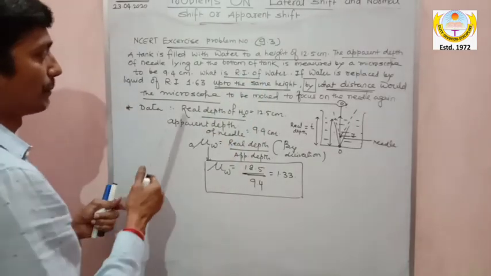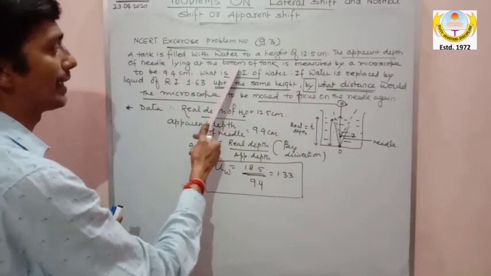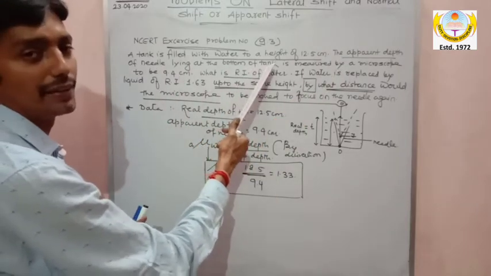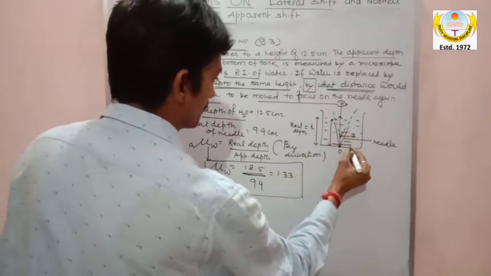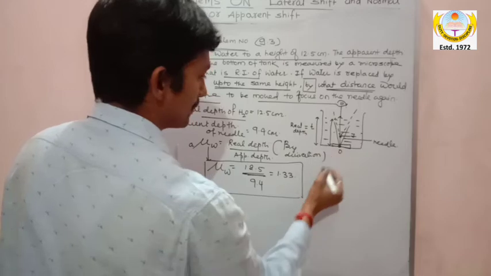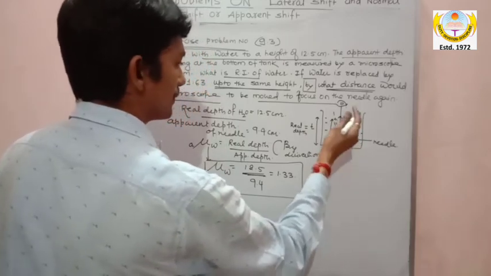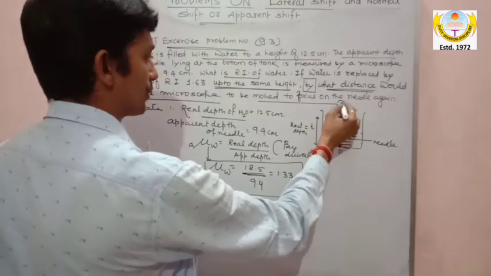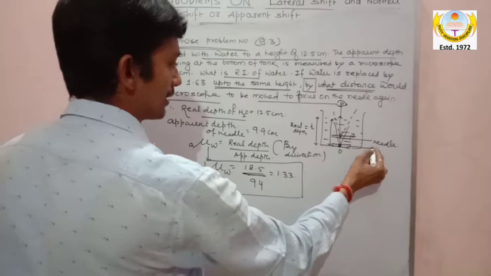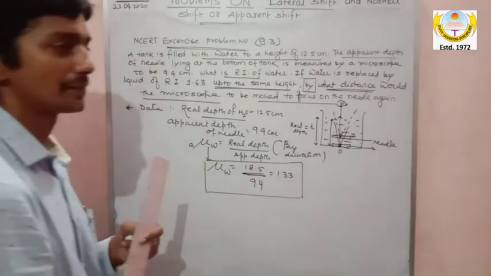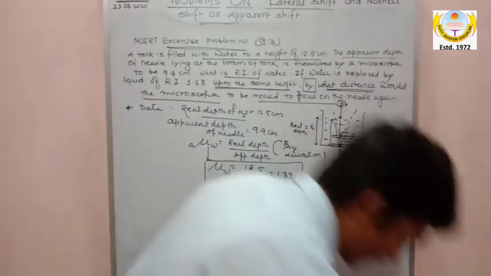But my dear, one more thing I wanted to share with you. Here, apparent depth of needle lying at the bottom of tank. Here you can see the needle like this also. And this needle is looking over here, and the observation is over here in my eye. So this is the image of the needle and this is the bottom where the needle is. So this can also be a diagram this way.